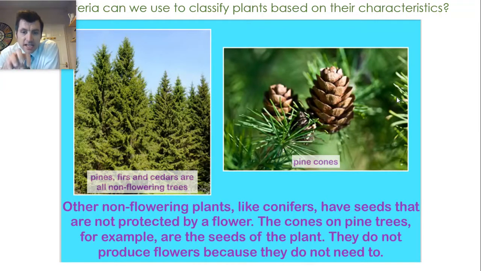So the seeds are not protected by a flower, and therefore they might be more vulnerable to animals which might come and try and consume them. They do not produce flowers because they do not need to. Sometimes flowers are used as a way of attracting or protecting. So it's either attracting something such as a pollinator, or it might be to protect a seed to stop it being damaged. So the purpose of these non-flowering plants is different.